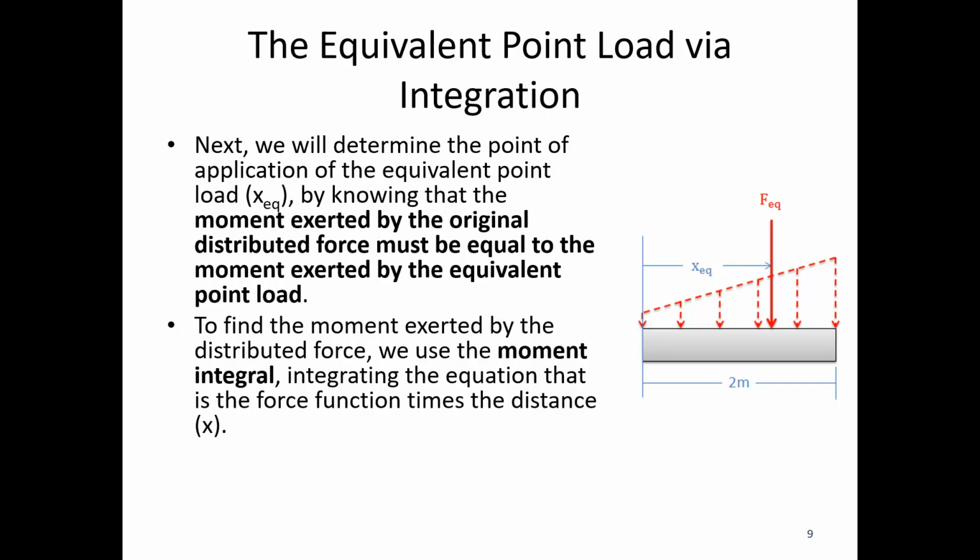If that's the case, we're going to use the moment integral of our distributed function. So the moment integral is, rather than the force times distance we had before, the force function times the distance. So our force function times distance x in this case is going to be the moment integral. Here we have the moment integral, f of x times x. We take the integral of that from x min to x max, left side to right side in this case. So that moment integral must be equal to F_EQ times X_EQ. That is the moment of my equivalent point load, force times distance.